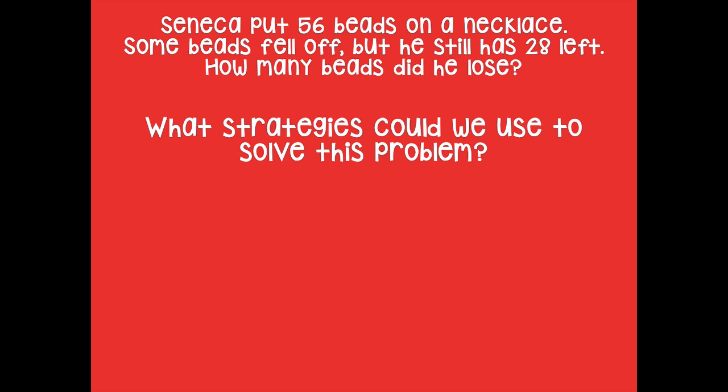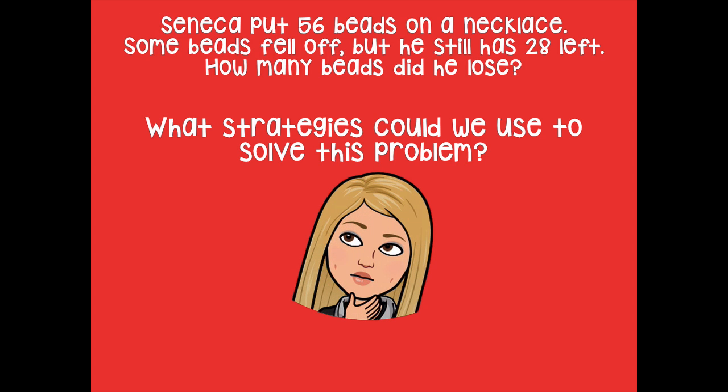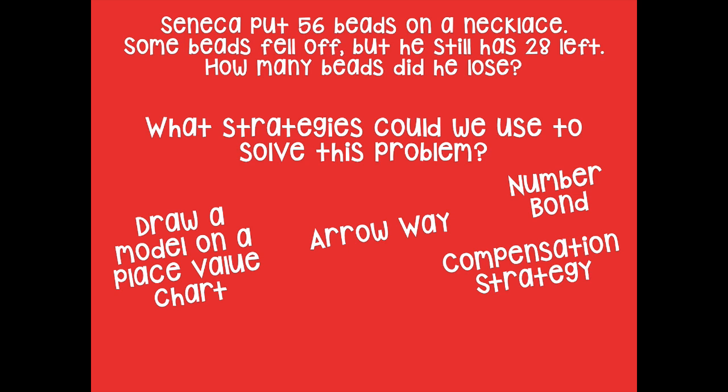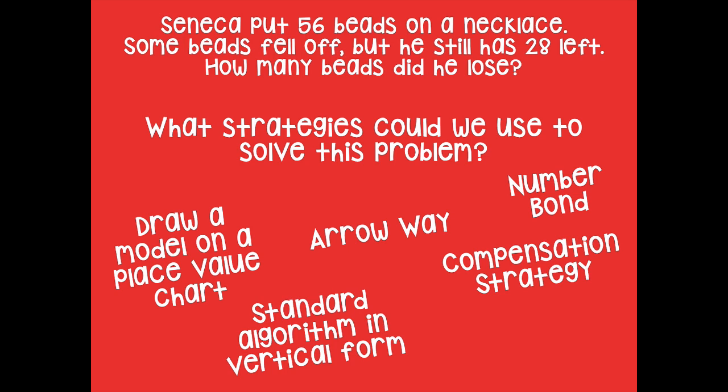All right. So friends, what strategies could we use to solve this problem? Think about that for just a minute. What are all the different strategies that we have learned to solve addition and subtraction problems? Oh, did maybe some of you say we could draw a model on our place value chart, right? We've learned that strategy. We've learned the arrow way, a number bond, the compensation strategy, the standard algorithm, so like vertical form, and the tape diagram.